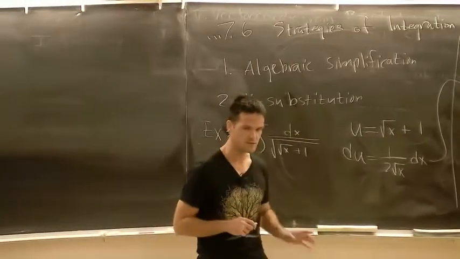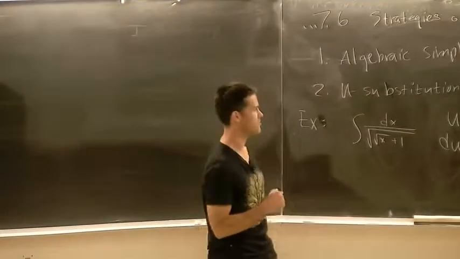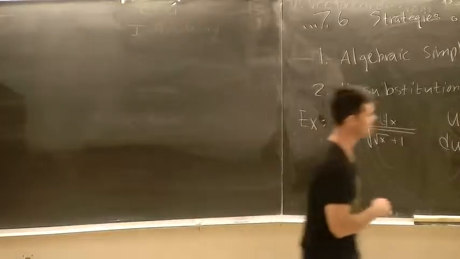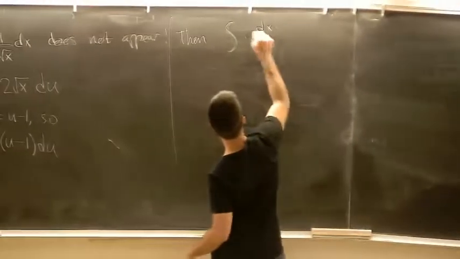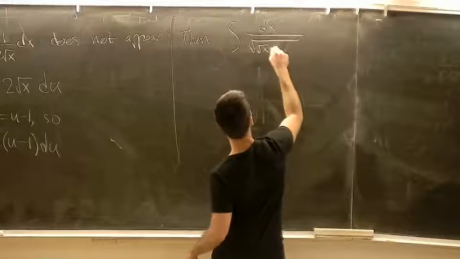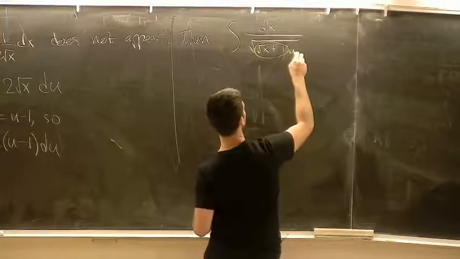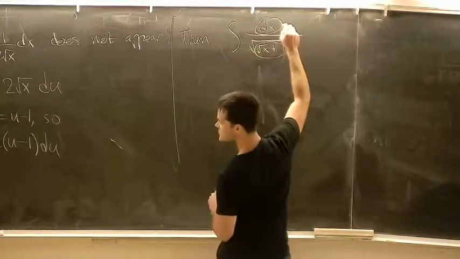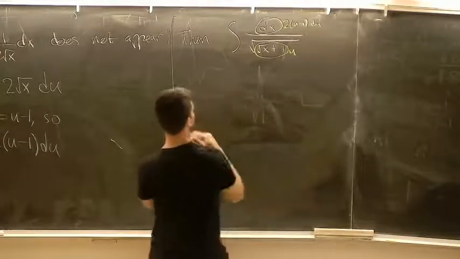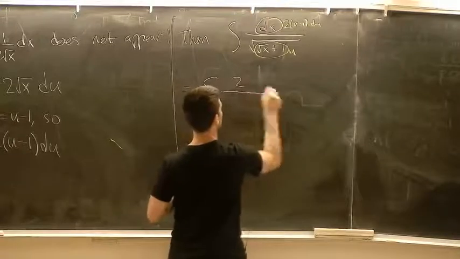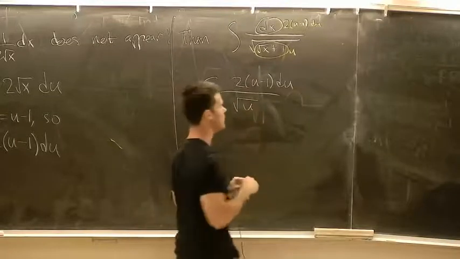And you wouldn't know this beforehand, but the hope is that once we make all the substitutions, we then end up with an integral that we can do. Let's see what happens. Okay, so this turns into u, and this turns into 2 (u minus 1) du. So I get 2 (u minus 1) du over root u.